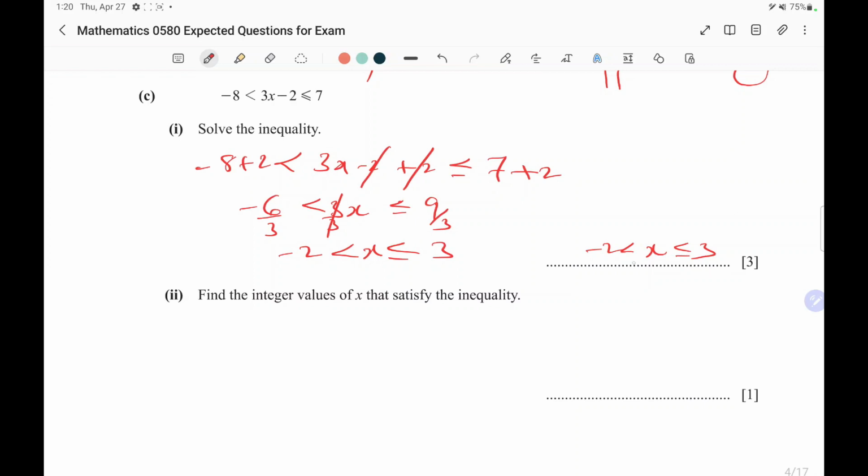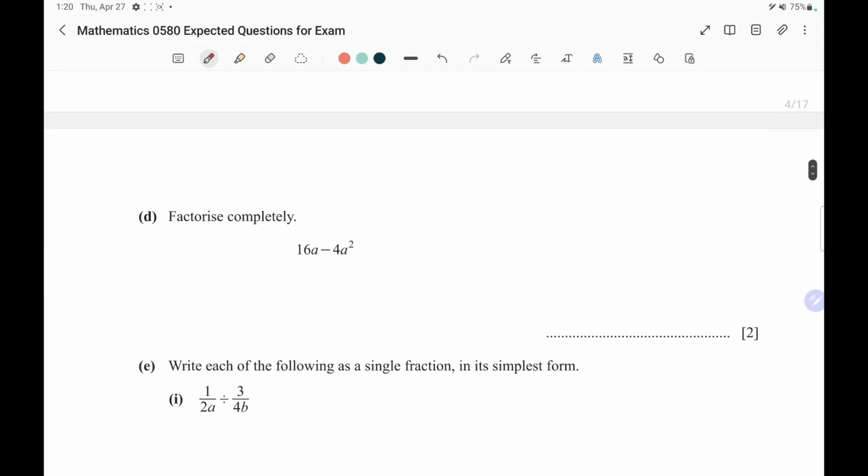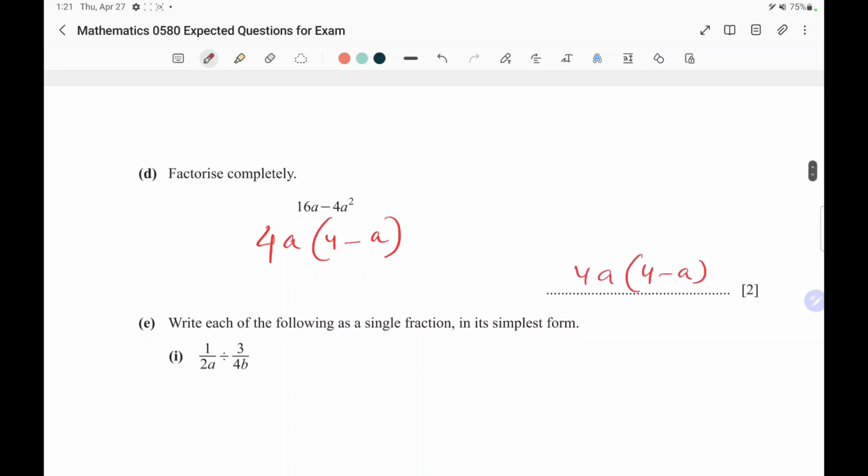Okay, so x greater than minus 2. So then minus 1, 0. Here I should write minus 1, 0, 1, 2, as well as 3, because 3 we can take. Okay. Now move to the next question. That's factorize completely. So first of all, we can take 4 and a common, because out of 16 and 4, 4 is the common factor. And out of a and a square, we can take a also common. So here it will be 4 and here it will be a, right? So 4a and then 4 minus a.